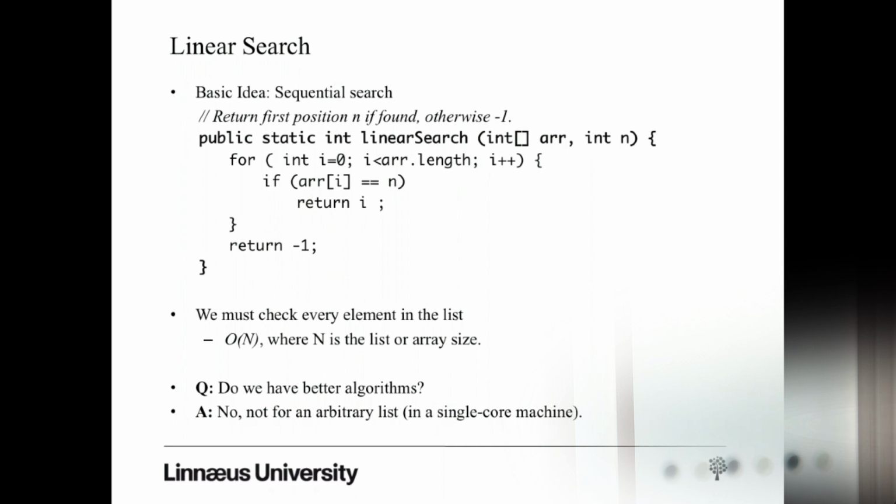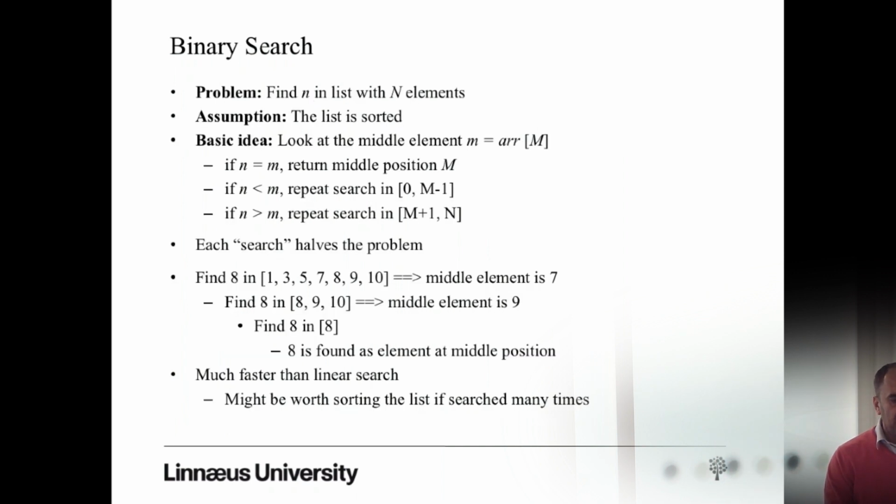So in this case, the time complexity for this linear search algorithm will be proportional to the size of the array n. So we can say that it is big O of n. The question is, do we have a better algorithm than this? Of course, yes. You have already seen binary search trees.